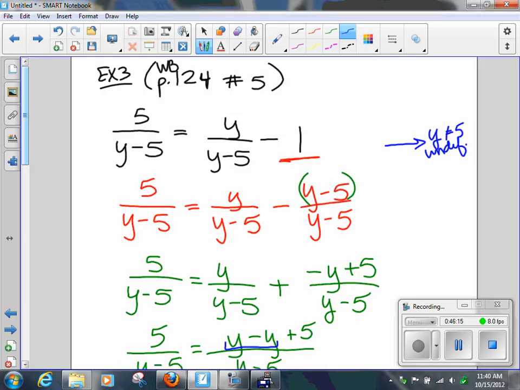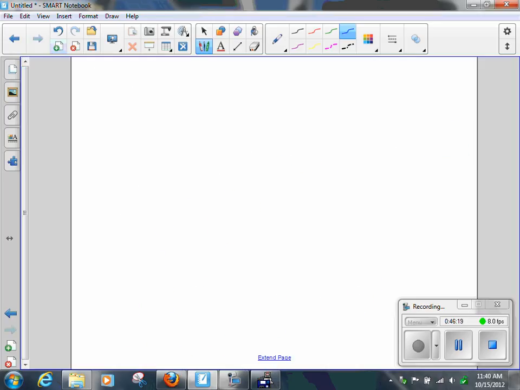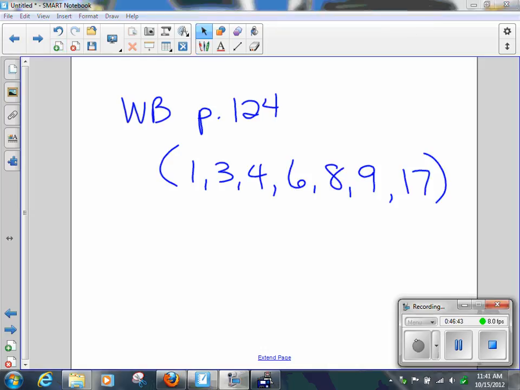Let's see what you can do with this. Since we're ending on such a positive note, let's go to the workbook. I want you to look at page 124. I want you to look at 134. Work on those now: 1, 3, 4, 6, 8, 9, 17.